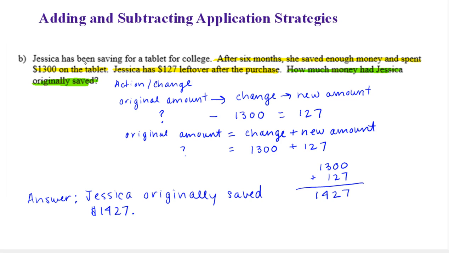Lots of times students are bothered by application problems because they seem tricky, but use the context. Imagine that this is actually you. You have $1,300 that you spent on a tablet. This is what you have left over. And then try to make sense of how the numbers and the structure are related to each other.